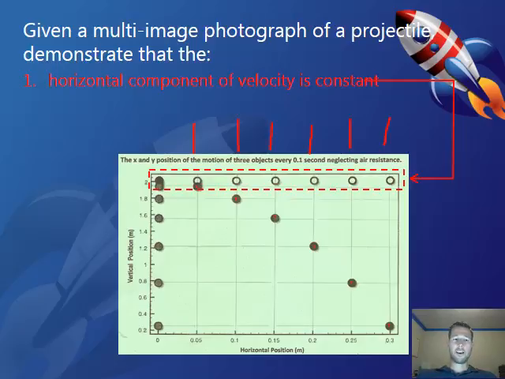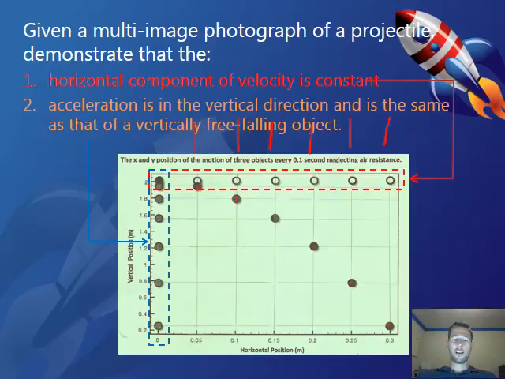Now if we have a look at our vertical components, you can see the spacing between each successive image is actually increasing. The distance is increasing. And this is due to gravity, because the object is getting faster and faster as it falls, because there's a force on it.